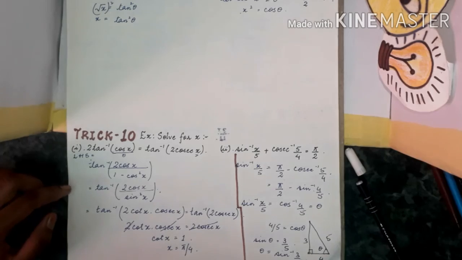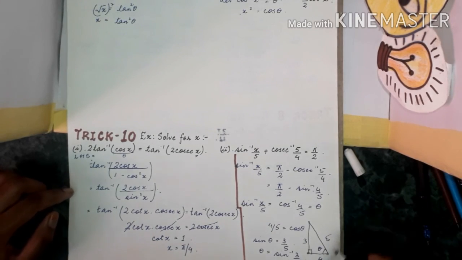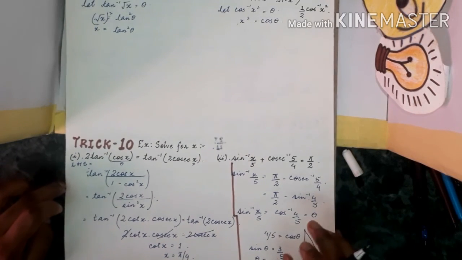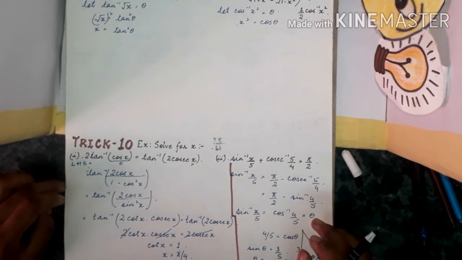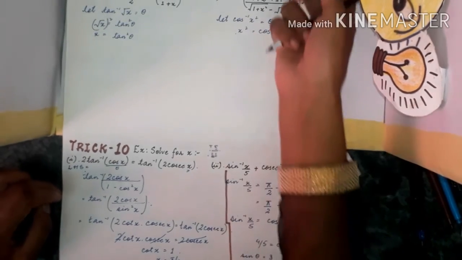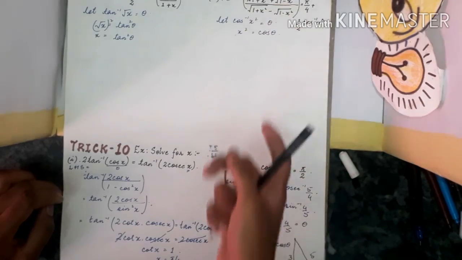Remember all these tricks. You can use the triangle method, the graph system, or you can use the identities studied in class 10th, 11th and 12th. Keep them in mind and you will succeed.